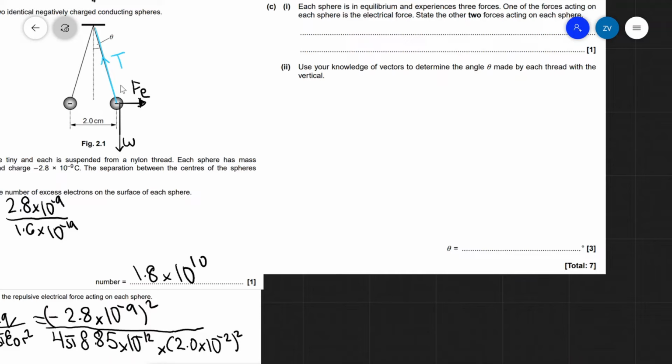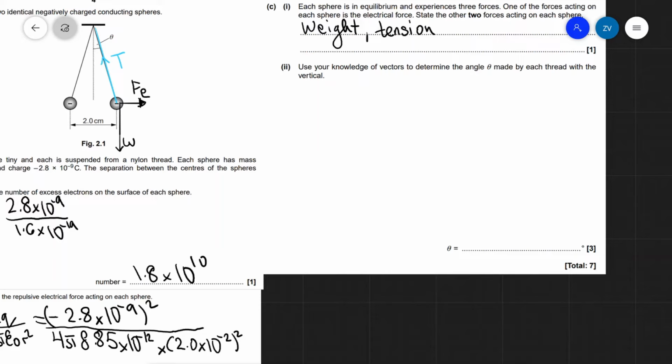We have the electrical force, which is essentially repelling the 2 charges. We also have the weight, which is acting straight down, and we also have the tension, which is acting at an angle theta to the vertical. So the weight is one of the forces, the other one is the force of tension. Right, part 2: use your knowledge of vectors to determine the angle theta made by each thread with the vertical.